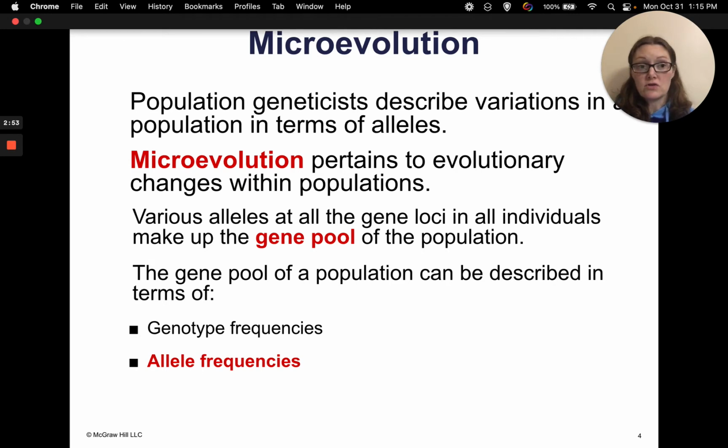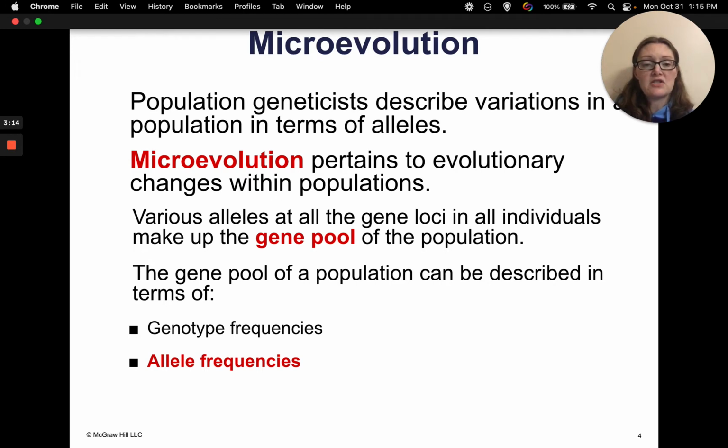Golden doodles have become so popular lately, but a golden doodle is still a golden doodle. It's still a dog breed. You can breed a golden doodle with any other dog and get a different type of dog breed. But that's an example of microevolution. It pertains to evolutionary changes within that population.